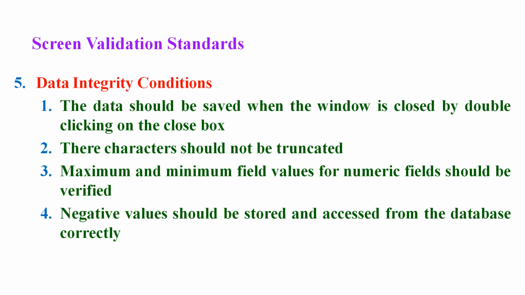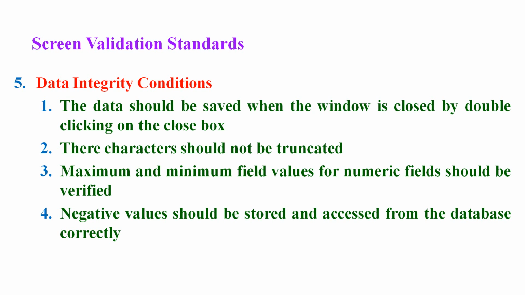Next, the data integrity conditions. The data should be saved when the window is closed or by double-clicking on the close box. That means automatically the data should be stored. And the characters should not be truncated. The characters within this data should not be truncated anywhere you are entering the data.